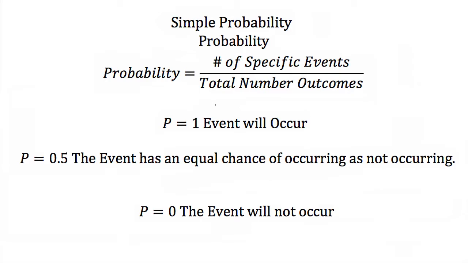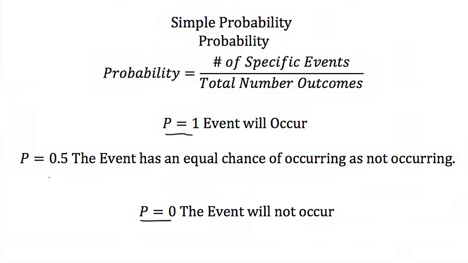Probability is just a ratio of the number of specific events that give us an outcome that we want. And then that number of events is divided by the total number of outcomes possible. So if we have a probability equal to 1, the event that we're talking about will always occur. If we have a probability equal to 0, then the event we're talking about will never occur.